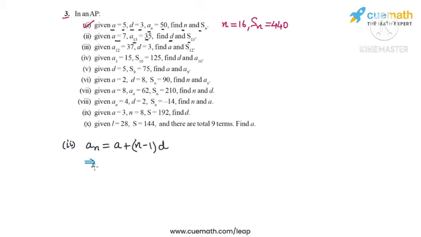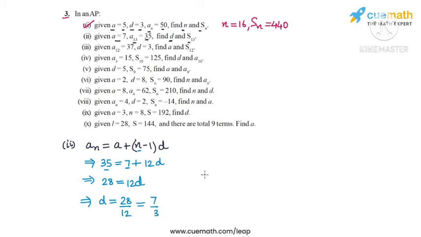So An is a13, so a13 is 35, a is 7, and n is 13, so n minus 1 is 12, so 12 into d. So this is the equation that we get. So 35 minus 7 is 28, so 28 is 12d, and from here we get the value of d. d is equal to 28 by 12, and if we reduce it to lowest form, we will get 7 by 3. So d is equal to 7 by 3.